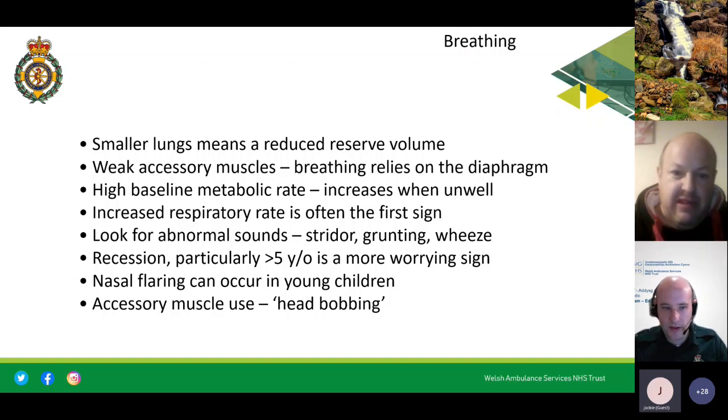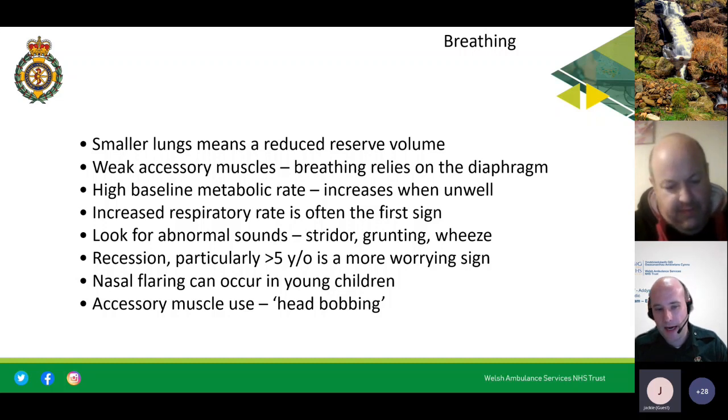Accessory muscles then that we talked about, recession, particularly bad in over 5s, it's a more worrying sign, because under 5s, it's unlikely because their chest is still developing, it is still very weak and flexible. So over 5s, if we see their chest sucking in, those little muscles between the ribs sucking in, it is a worrying sign. It's a red flag for us, and we need to identify it and be able to upgrade the call and tell CCC clinicians in control.